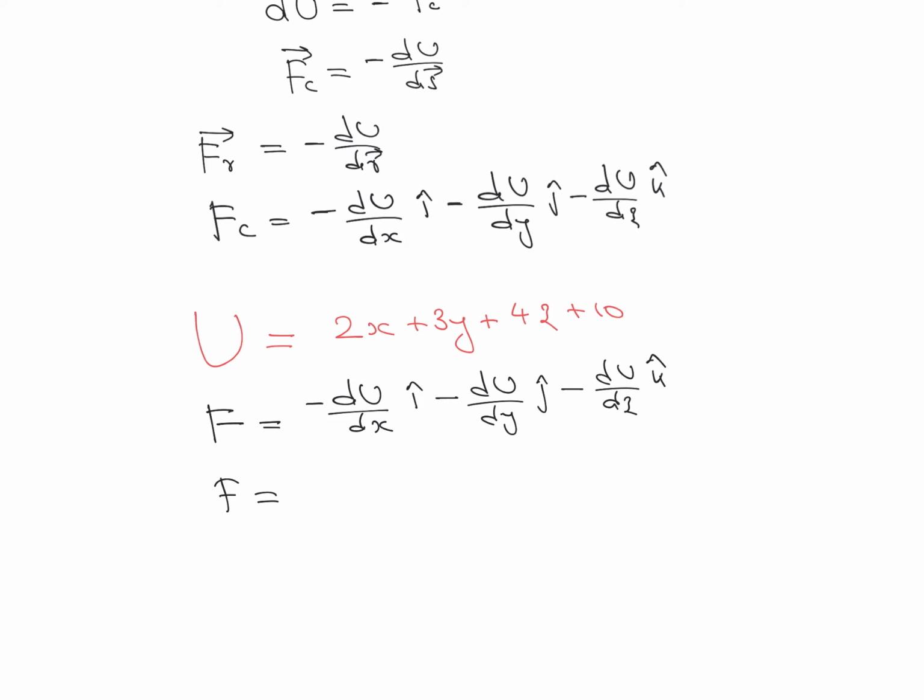So differentiating this equation with respect to x, we get the answer 2. Since it is minus dU by dx, we take it as minus 2 i cap. Differentiating with respect to y, we get minus 3 j cap, and differentiating with respect to z, we get minus 4 k cap, and 10 is a constant. So this will be the value of force acting on the particle. From potential energy, we can find the value of force using this method.